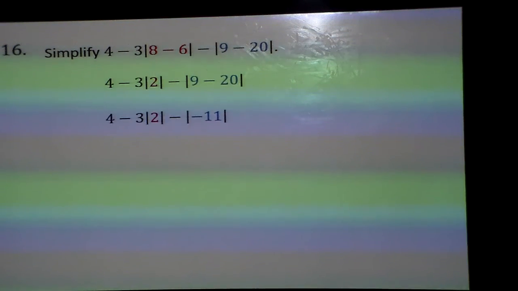Okay, now we're going to move to some absolute value problems. First off, this one here we just got to evaluate it, which you can put in your calculator. But I would do this here. First, I would do these absolute values. This means 8 minus 6, which is 2. And 9 minus 20 is negative 11.